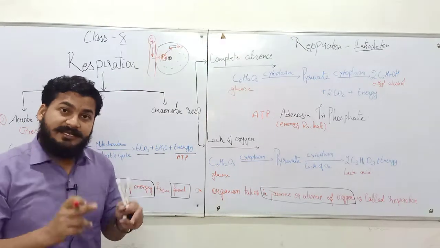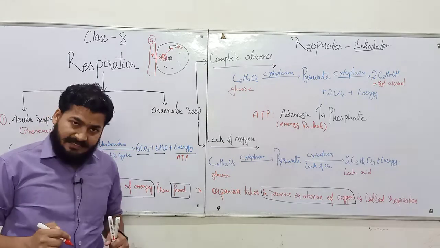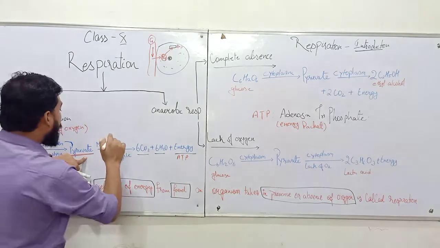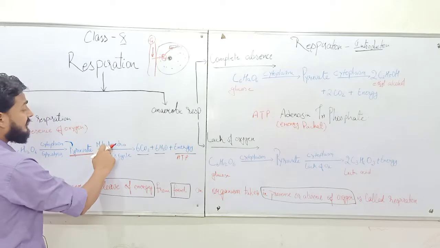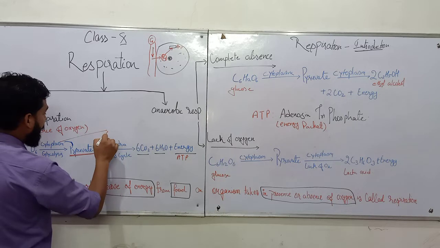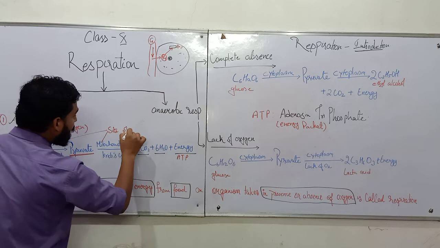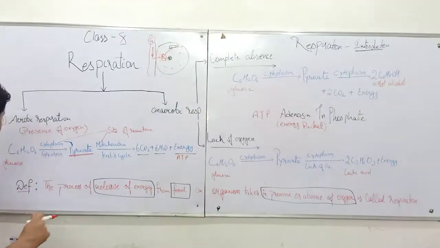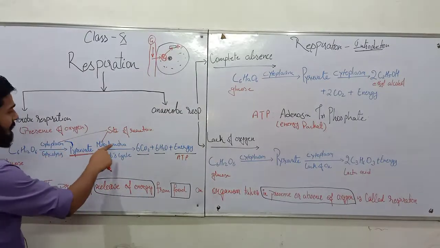At this time, the reaction was taking place in the cytoplasmic region of the cell, and then this pyruvate reached the mitochondria and got converted into energy, carbon dioxide and water. Then the site of reaction is mitochondria. This and this is called site, alright, site of reaction. Okay, site of reaction is the place where the reaction is taking place, and that is cytoplasm and mitochondria.